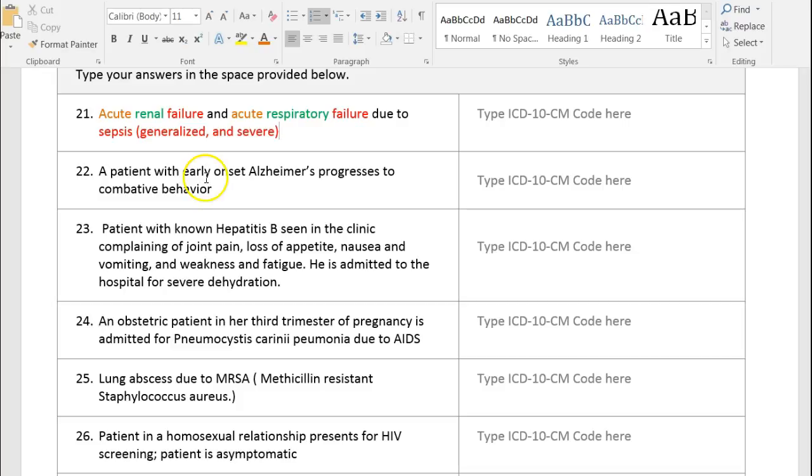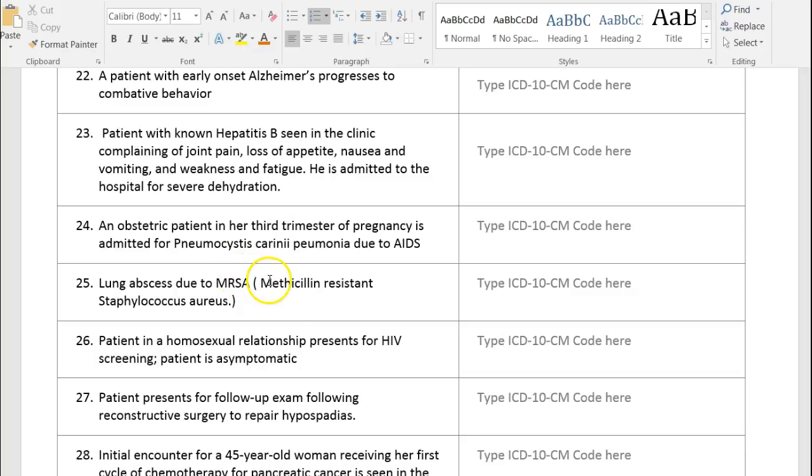Okay, so I'm going to skip through and find another case that seems like it may be a little difficult for you. For example, 23, you have a long sentence here. Patient with known hepatitis B, seen in the clinic complaining of joint pain, loss of appetite, nausea and vomiting, and weakness and fatigue. He is admitted to the hospital for severe dehydration.